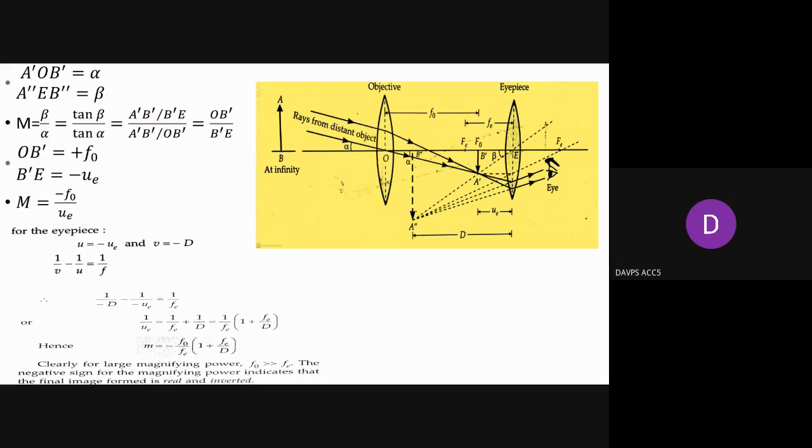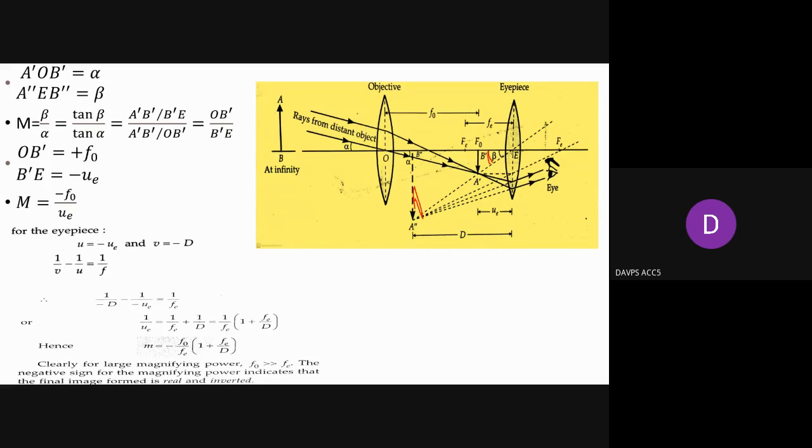This is the final image. You look on here, this is the final image. Angle subtended by the final image at the eye. This portion.